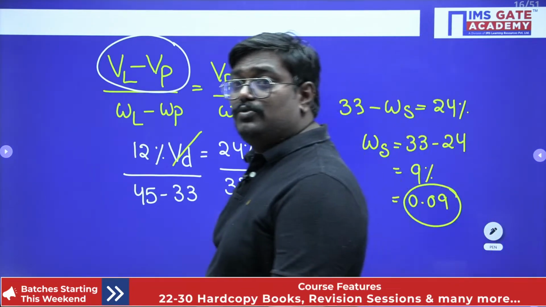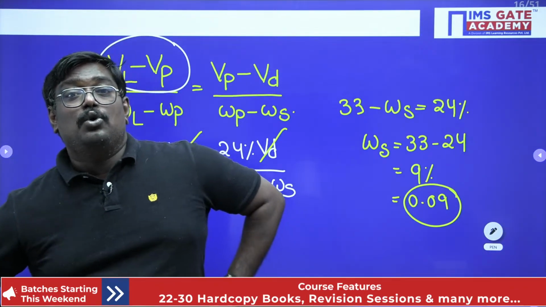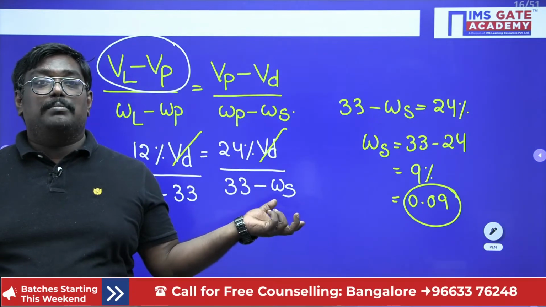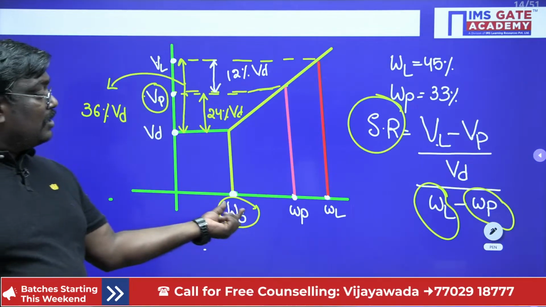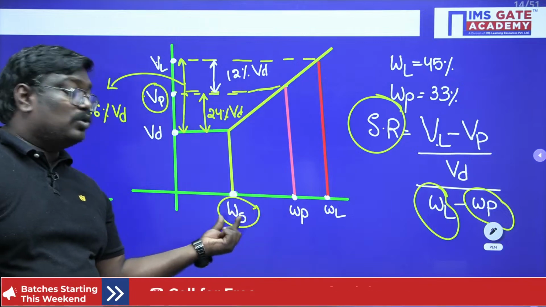So my dear students, whenever you are solving this problem, if you don't understand the graph, you cannot solve this problem. So here you should know where it is liquid limit. So you at least see the order. Liquid limit is more than plastic limit is more than shrinkage limit.